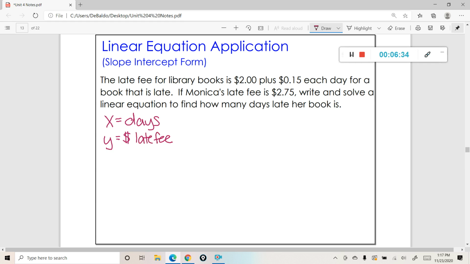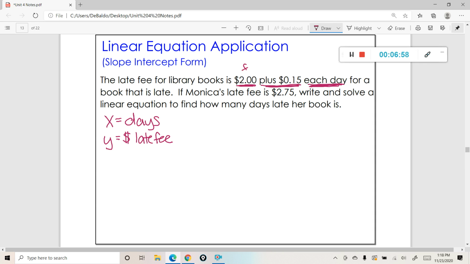And let's think about what we have here. They give us in the problem that the late fee for the library book is $2. That's how much it is, plus an additional 15 cents each day. That's really important. So in this problem, what this is saying is that the number that is not changing is $2. No matter what, you have to pay a late fee of $2.